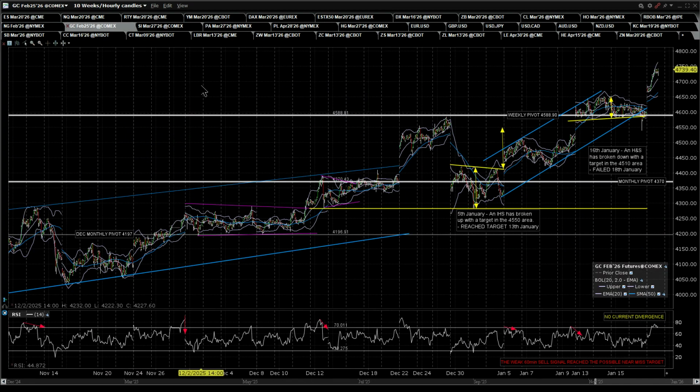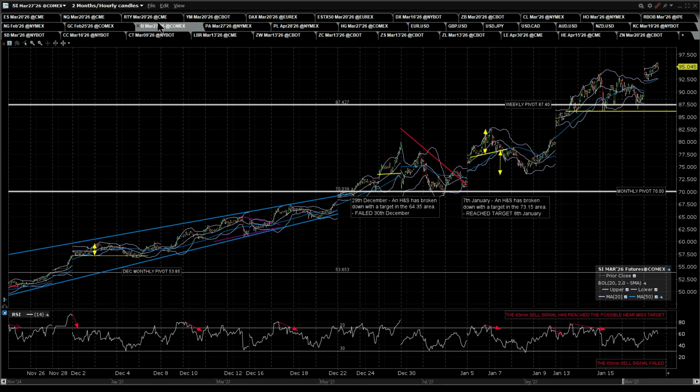Looking at GC, it's going a bit higher and may well continue to do so. We had a head and shoulders breakdown here, failed into new highs. SI, possible double top set up here, but we are continuing higher. We're now over 95, and frankly, I'm rooting for 100. 60-minute sell signals reached the possible near miss target.